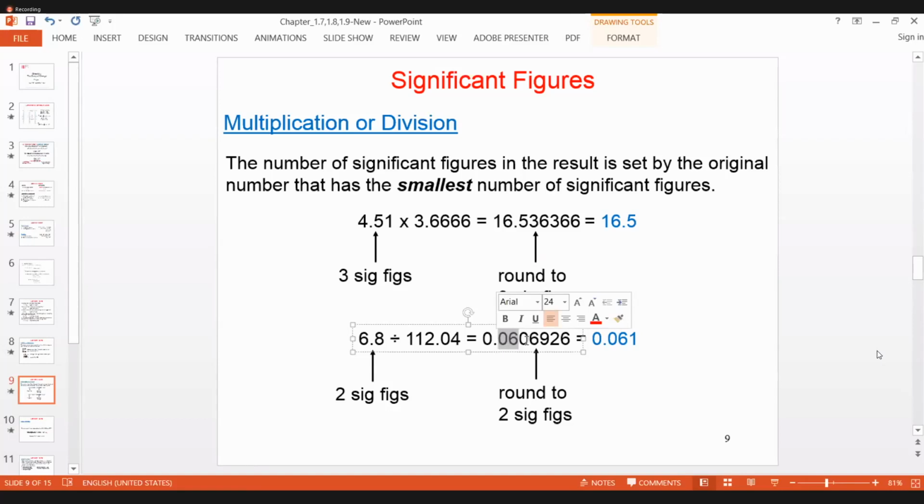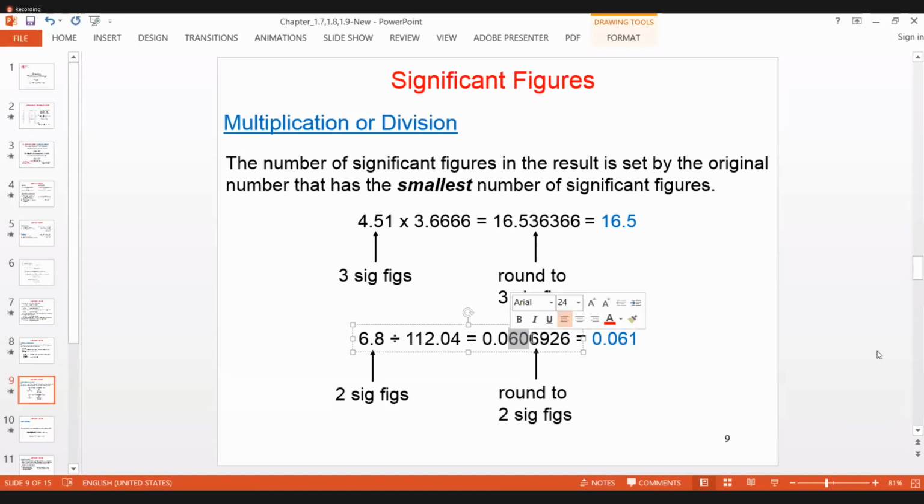But here is less than 5. Count. This is after the decimal. No, this is your leading 0. You cannot count this. I'm sorry, you cannot count this as a significant figure. So you will count the significant figures 2, 6 and 0. These are the 2 significant figures.